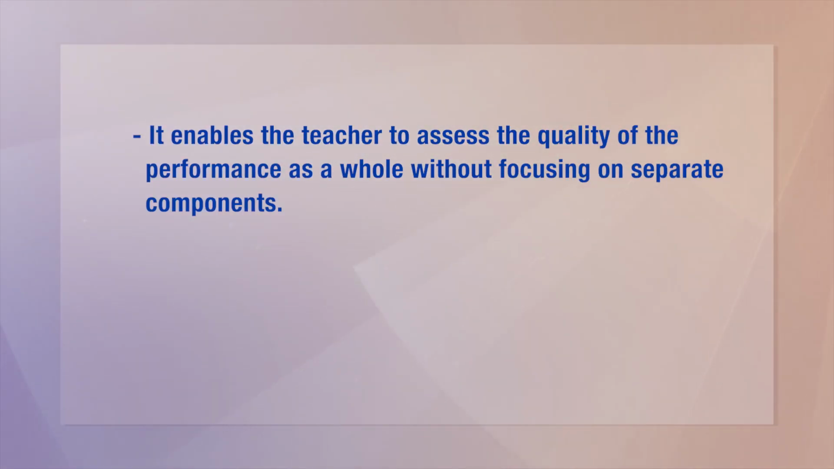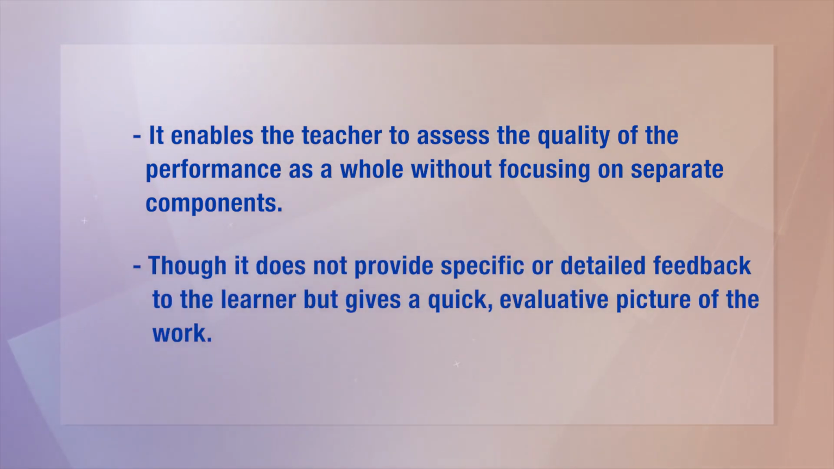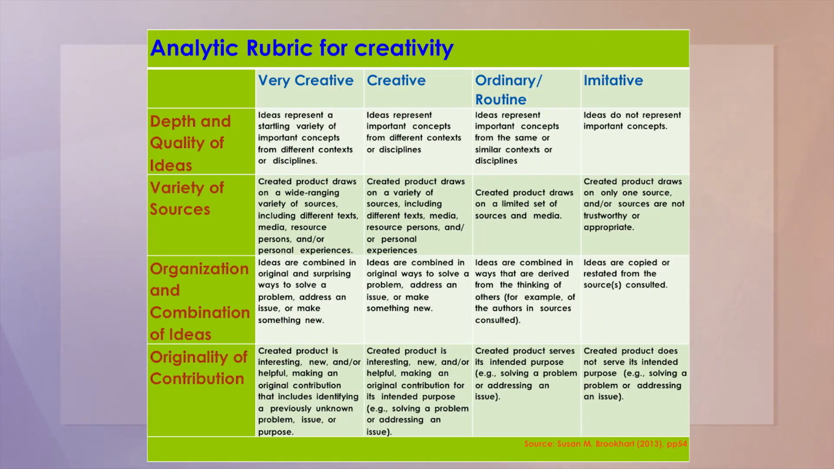As I have told, in a holistic rubric, work is described by applying all the criteria at the same time under each level. So, the criteria are present in hidden form in the descriptions of performances. It enables the teacher to assess the quality of the performance as a whole without focusing on separate components. Though it does not provide specific or detailed feedback to the learner, it gives a quick evaluative picture of the work. Now, let us see the example of analytic rubric and holistic rubric for creativity.